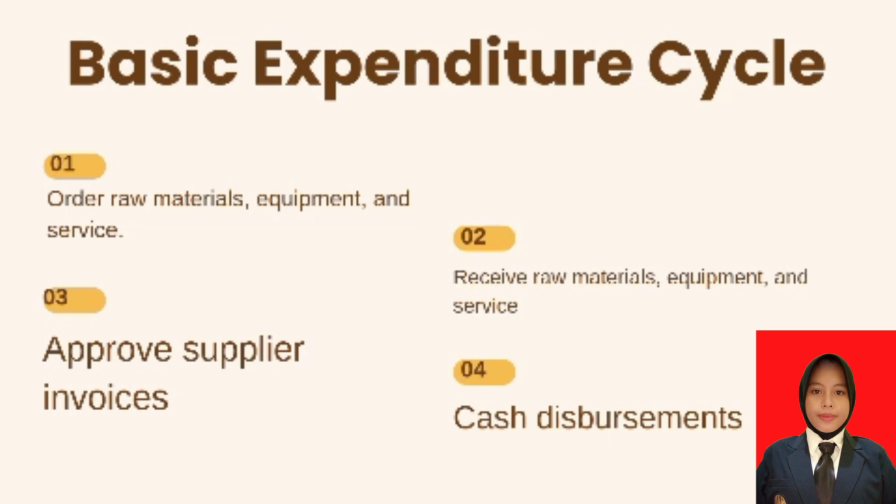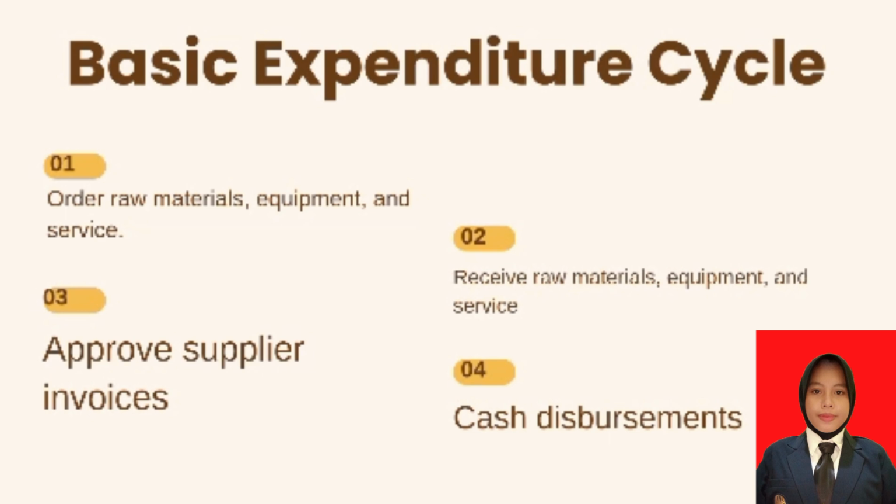Second, receive raw materials, equipment, and services. This stage involves inspecting the goods or services received and ensuring their conformity with the order, as well as managing documents related to the receipt.